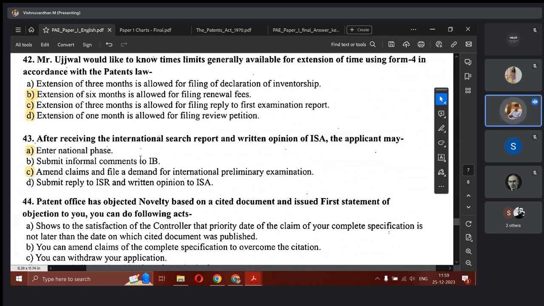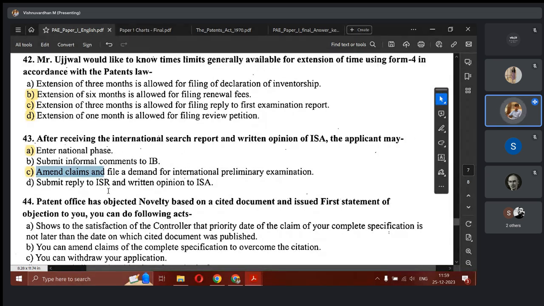Okay. So both are talking about the same thing, where you respond to the ISR. So can you submit informal comments or can you submit a reply to the ISR and the written opinion to the ISA? To my understanding, no. Your submission of reply itself is the amending of the claims. Why will you just reply to the ISR? Will you be fighting with the ISR? Because the ISR report is not binding.